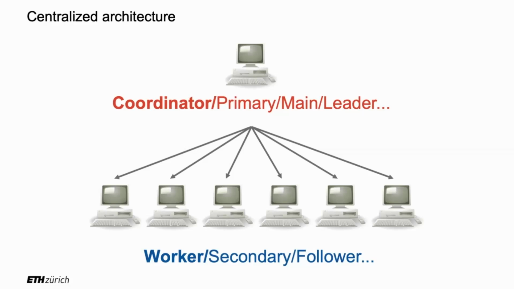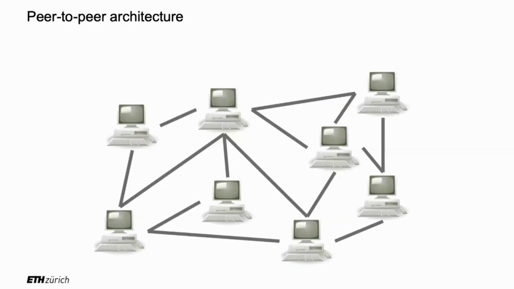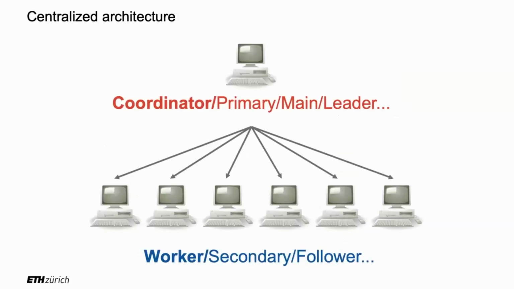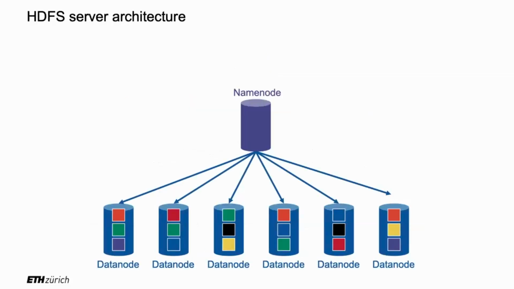And then we have the machines that will store the data, as we will see: worker, secondary, follower, and so on. Many, many different ways of calling them. So again, not a peer-to-peer network like that. We are not doing it in this way. We have a centralized network topology with one coordinator and plenty of workers.